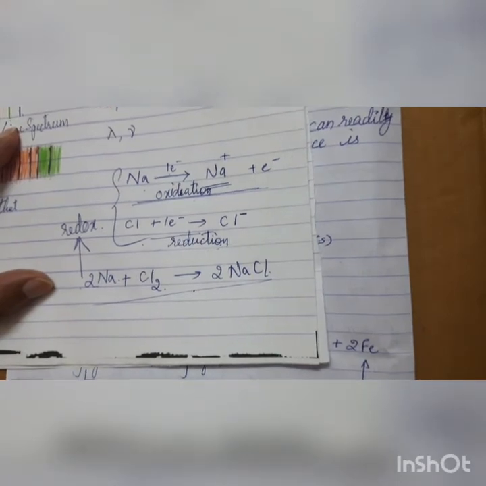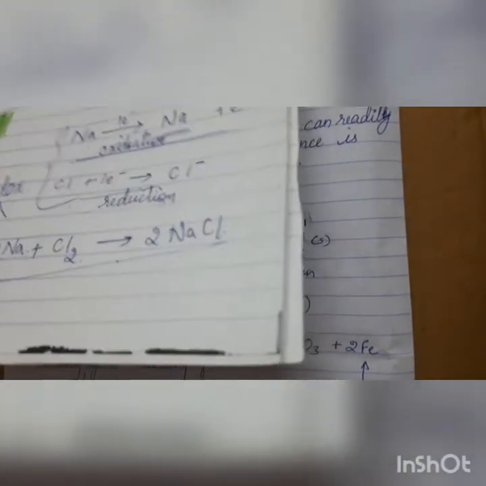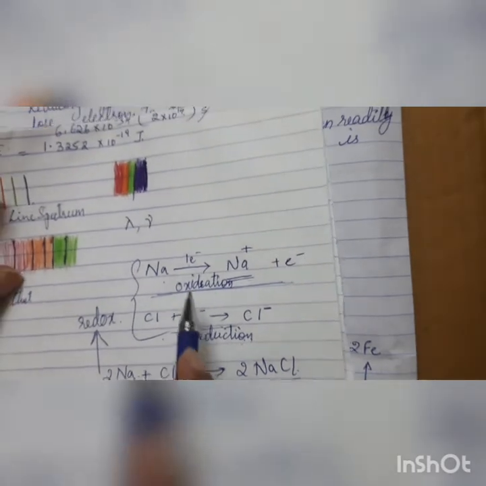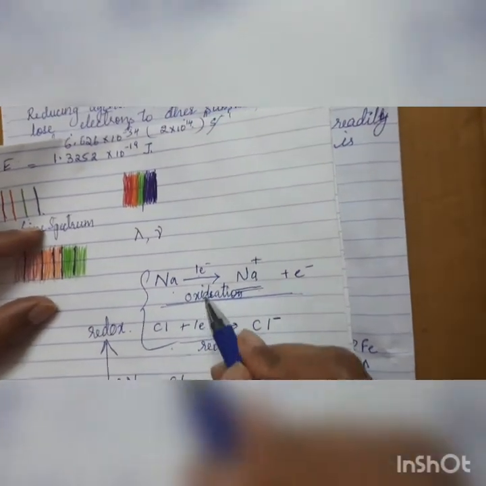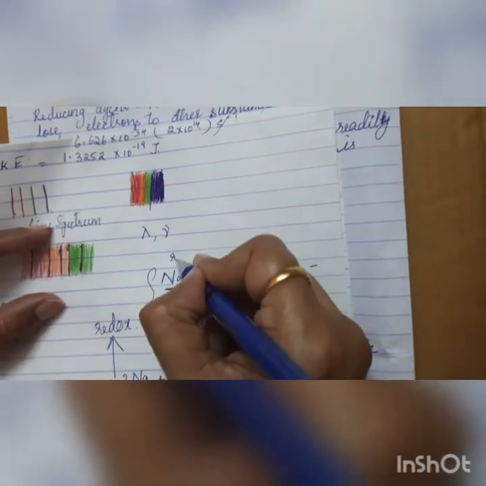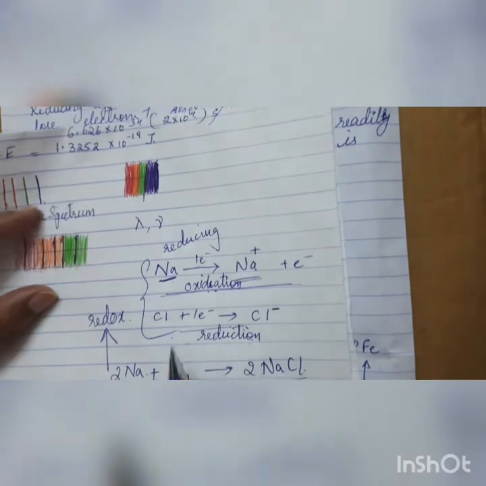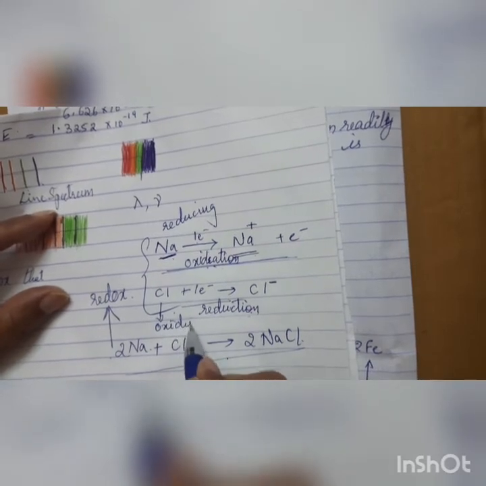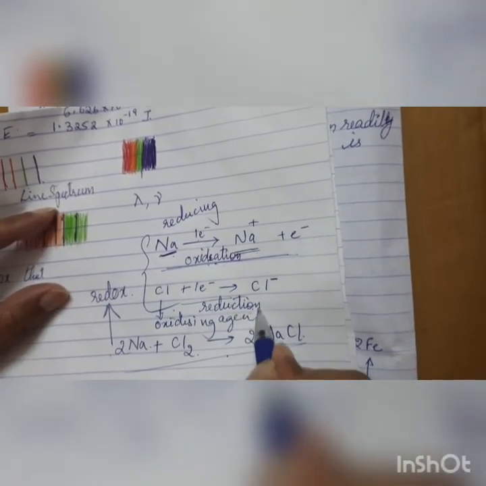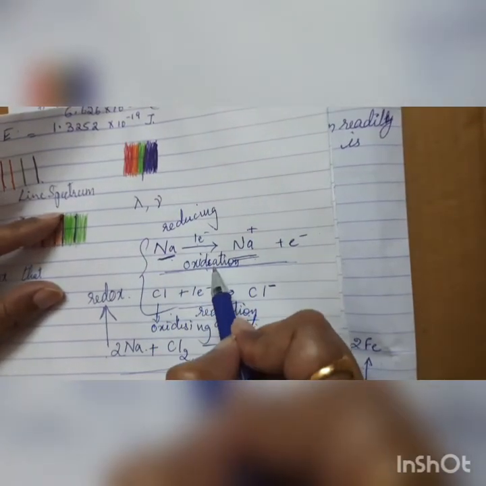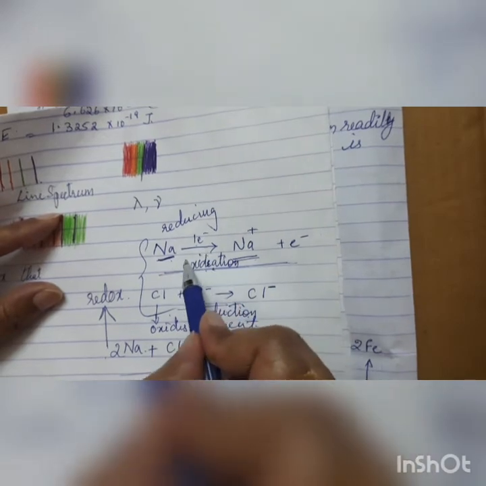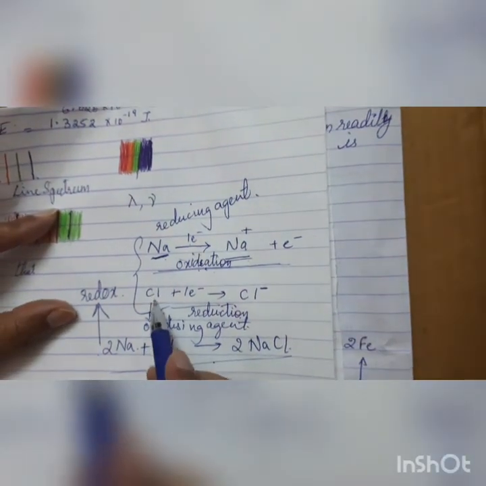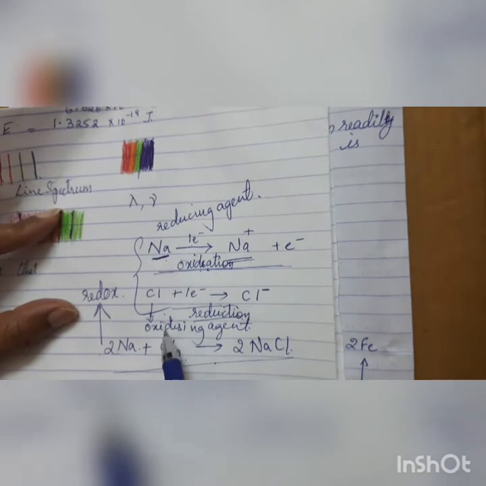Now, during this process, we also come across other terms like the oxidizing agent and the reducing agent. What is an oxidizing agent and what is a reducing agent? If the process is oxidation, the species undergoing oxidation is a reducing agent. And if the process is reduction, the species undergoing reduction is called an oxidizing agent. Now this sodium is undergoing oxidation to form Na+, that is loss of electron, so the process is oxidation, but this sodium is called a reducing agent.